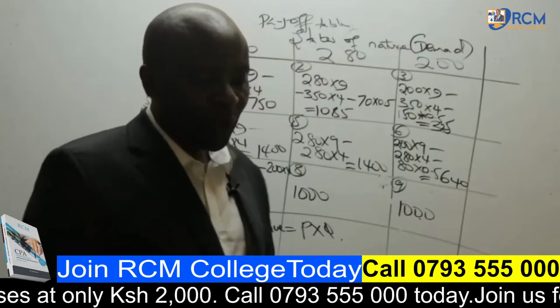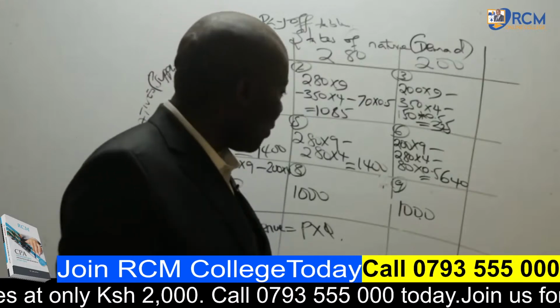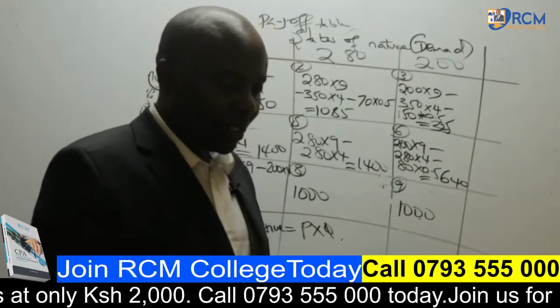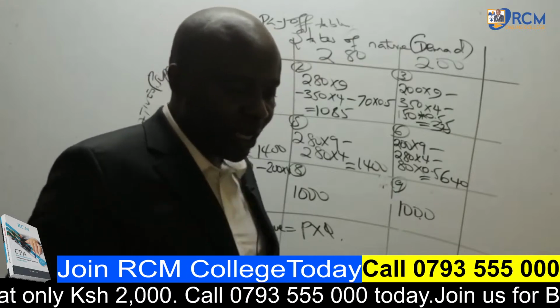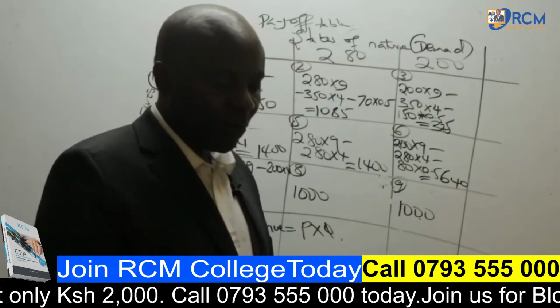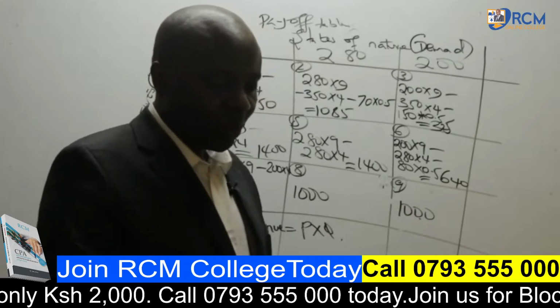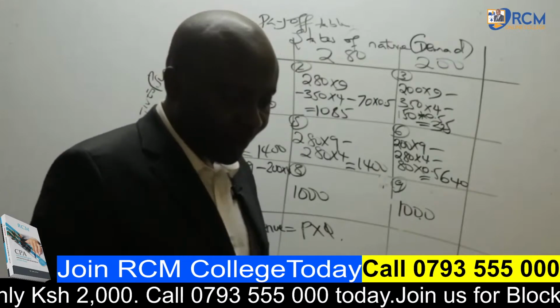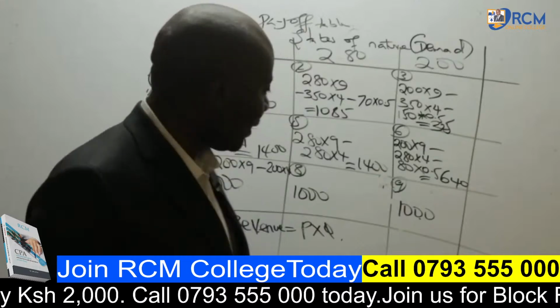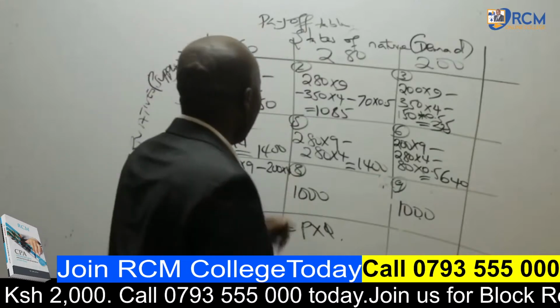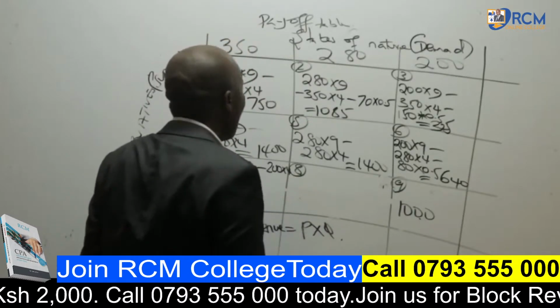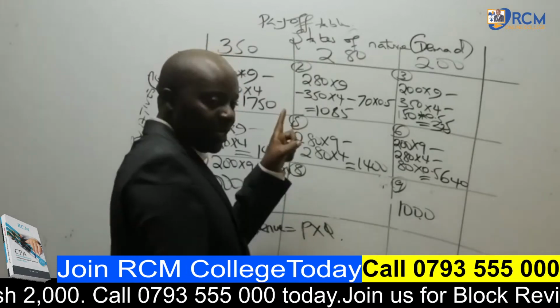Is there anybody who wants Mwalimu to do any one between 8 and 9? Is there any student who wants Mwalimu to do an evaluation of those two cells? Do 8. I do 8. Remember for 8, we have supplied how many? We have supplied 200. How many are being demanded? 280.